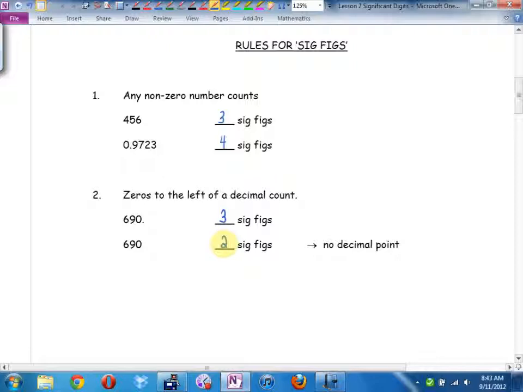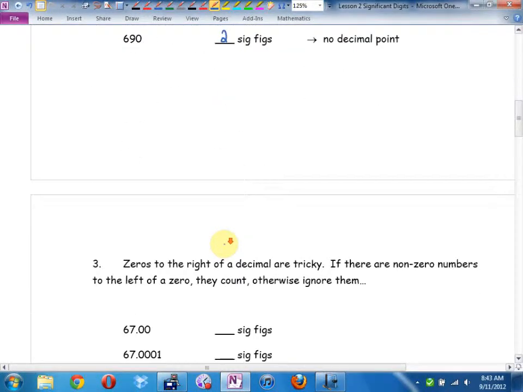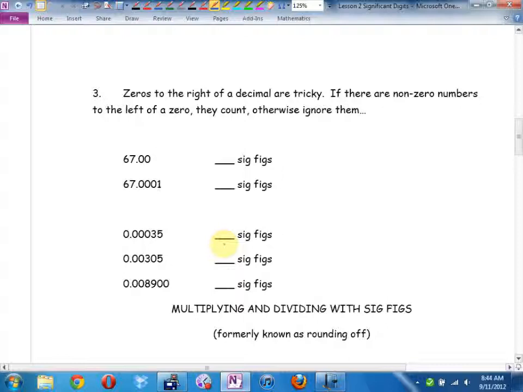Don't worry, it'll become clear. Turn the page.